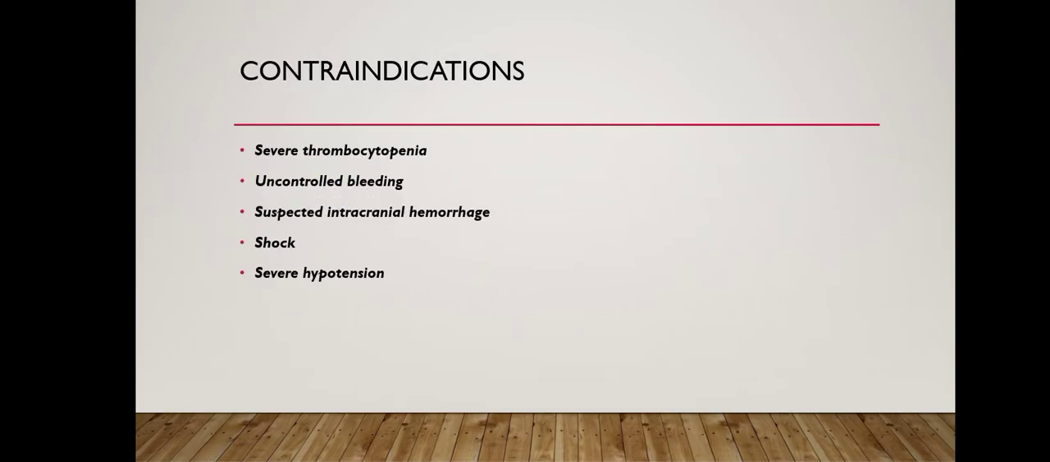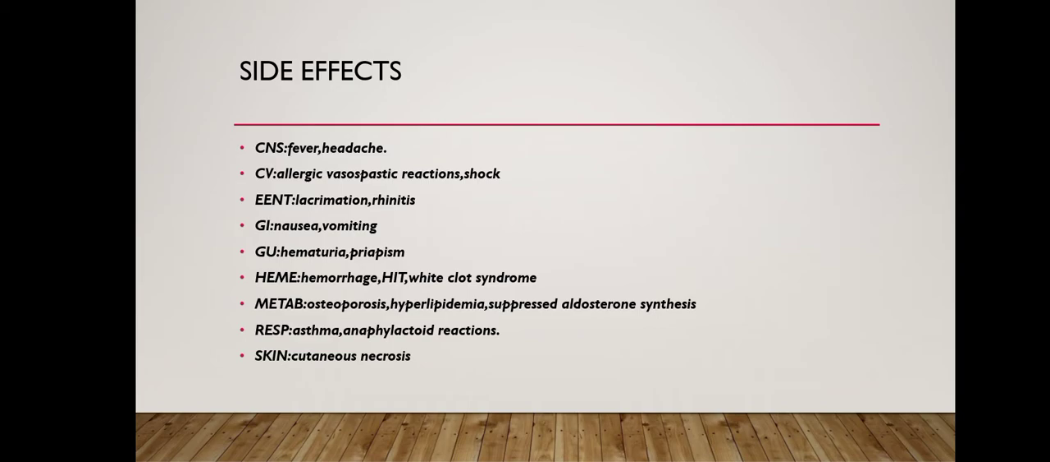And contraindications include severe thrombocytopenia, uncontrolled bleeding, suspected intracranial hemorrhage, shock, severe hypotension. These are all the conditions in which, when heparin is given, the bleeding may get worsened, or we can say the risk of mortality will be increased. Side effects are as I have written here with respect to the systems, like CNS: fever and headache, severe allergic, vasospastic reactions and shock.